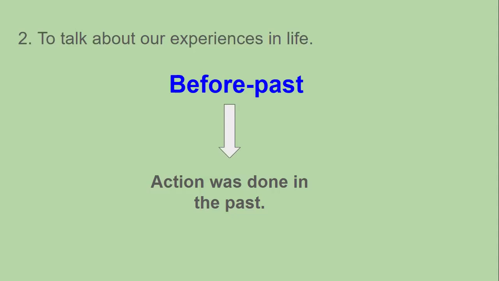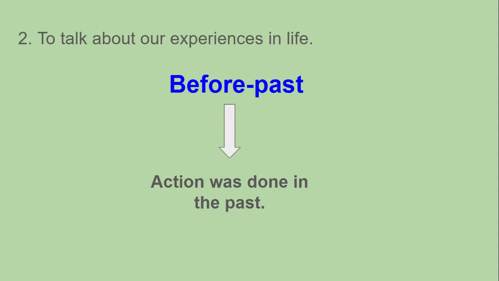It's like saying, I have worked for ABC company for 10 years. It doesn't mean that I've just finished just now. No, I'm just talking about my experience, that this is the thing that I have experienced in my life. So I can use the present perfect tense to also talk about my experiences in life.